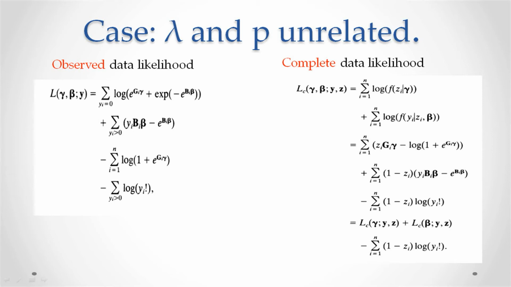Now from the terms observed data likelihood and complete data likelihood, you can guess that this is a situation for the EM algorithm, and Lambert in her paper works out the details of the E and the M step required to maximize the likelihood in this situation.